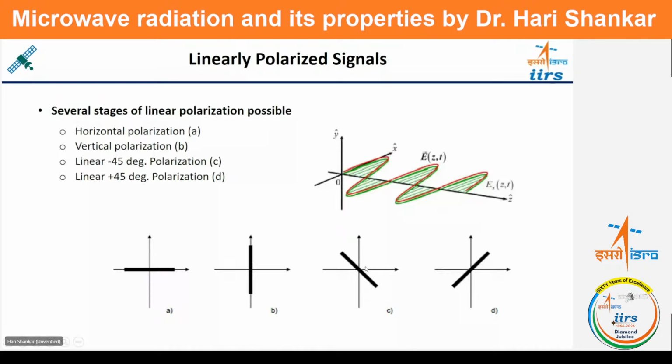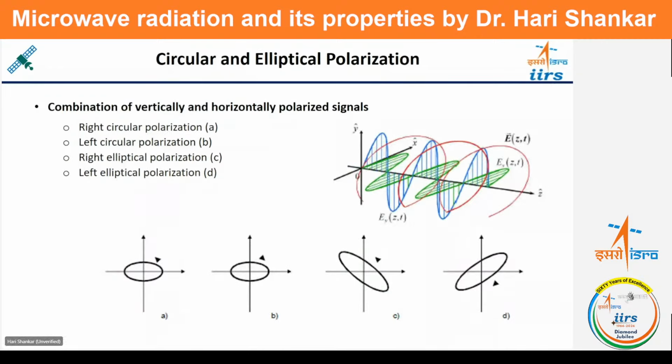This is inclined, or you can say linear polarization at minus 45 degree. This is linear polarization at plus 45 degree. This is the example of the elliptical polarization.